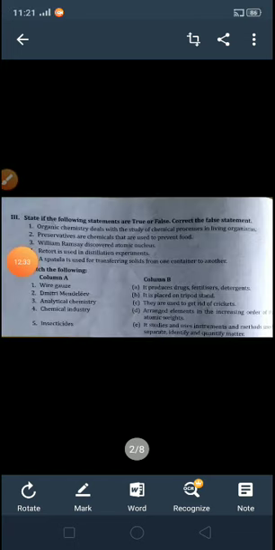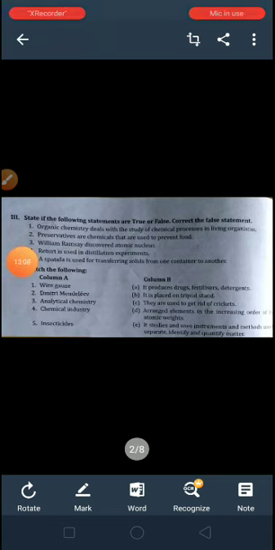Part 4, match the following. Column A is given. You write column A, then you have to choose the correct one from column B. So I have wire gauze. We know wire gauze is an apparatus and it is placed on a tripod stand. So the correct one is B. Second one, Dmitri Mendeleev. Dmitri Mendeleev is related to the periodic table. The correct option is D.